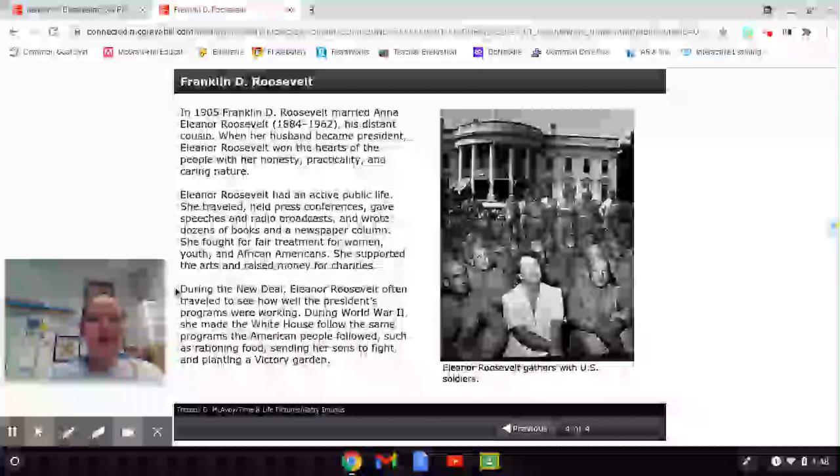During the New Deal, Eleanor Roosevelt often traveled to see how well the president's programs were working. During World War II, she made the White House follow the same programs as the American people followed, such as rationing food, sending her sons to fight, and planting a victory garden. So this is Eleanor Roosevelt as she gathers with U.S. soldiers.